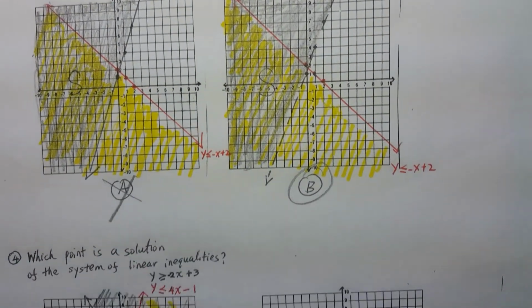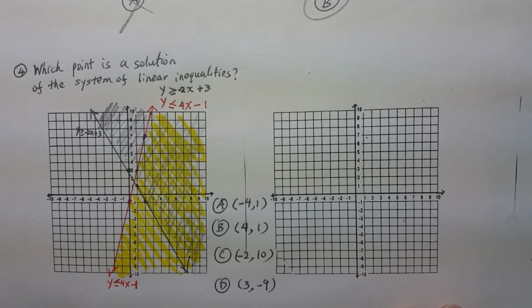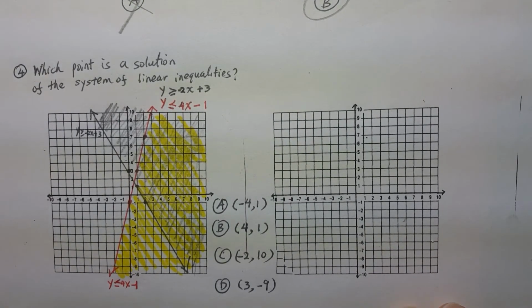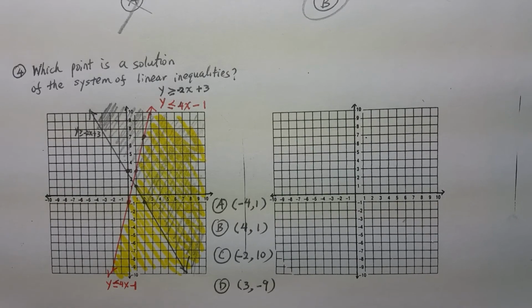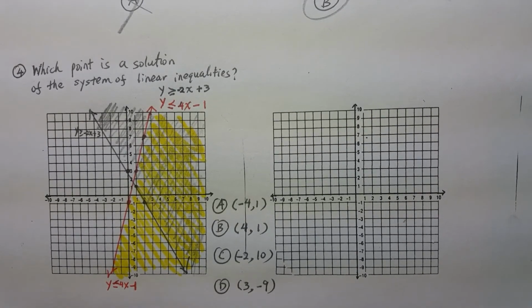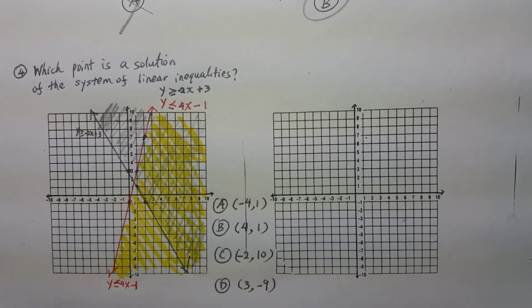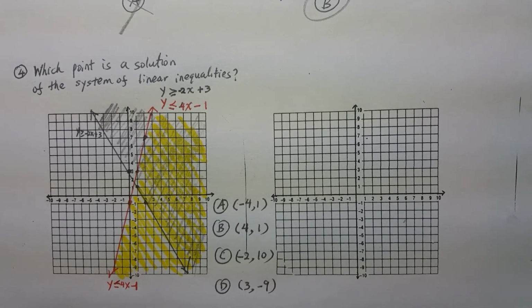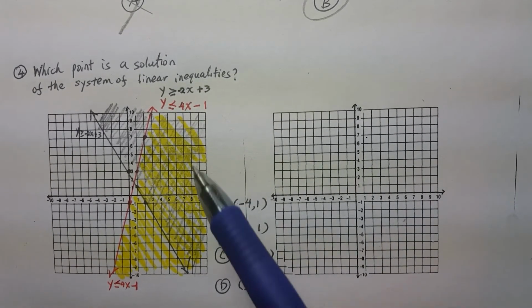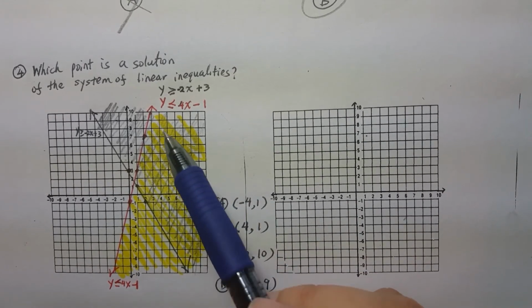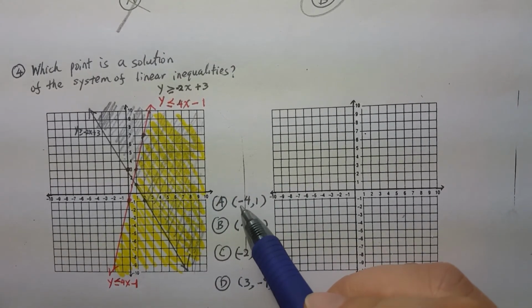Now I want to ask you to take a look at question number 4. Which point is the solution of the system of the linear inequalities? So now over here, we can see there are 4 points given to us. So we have to check to see if the point landed in the solution region. So first you can see it. This is the solution region, even though we did not label it. So let's take a look at here.